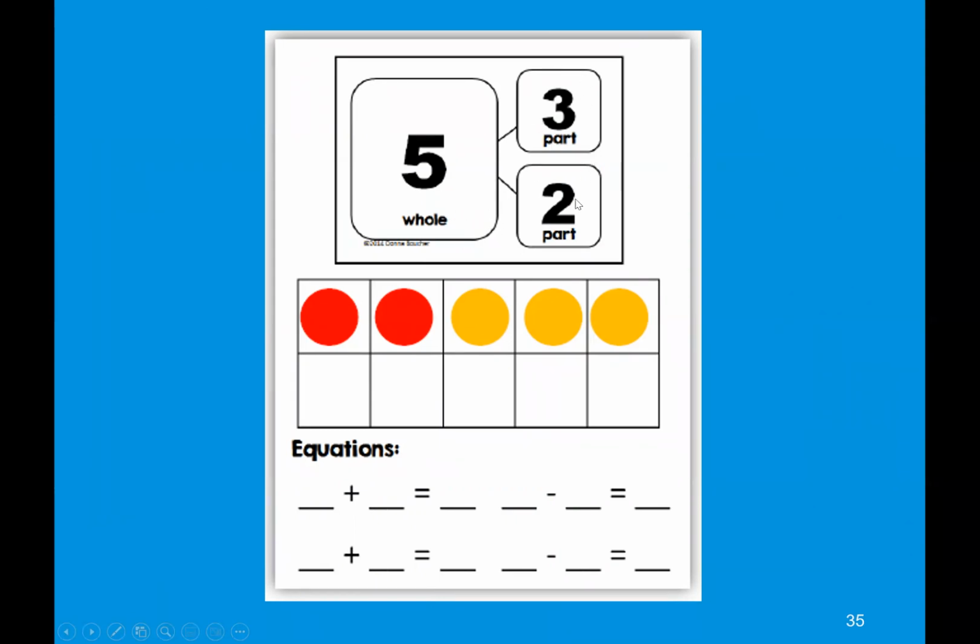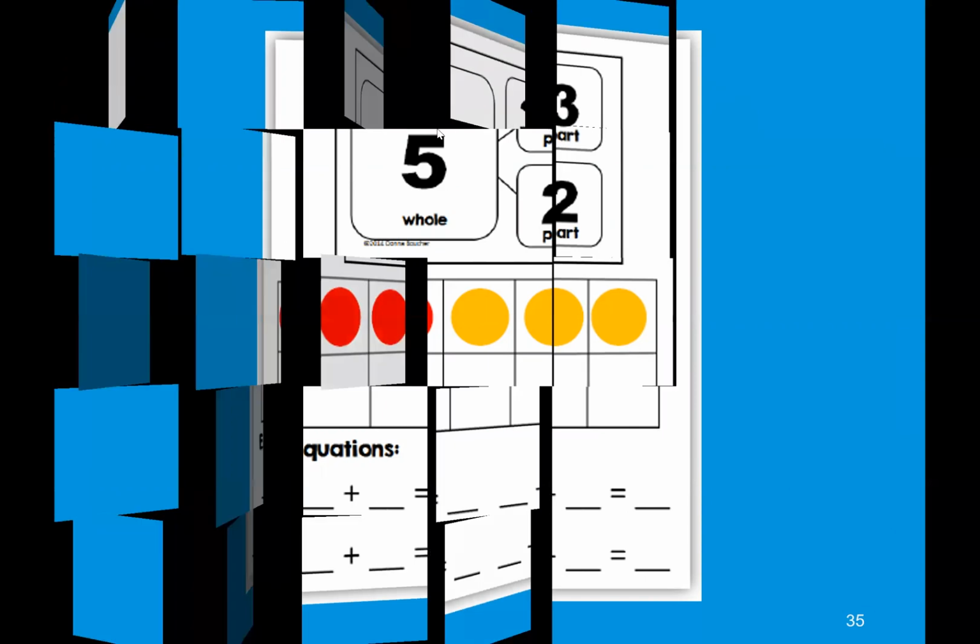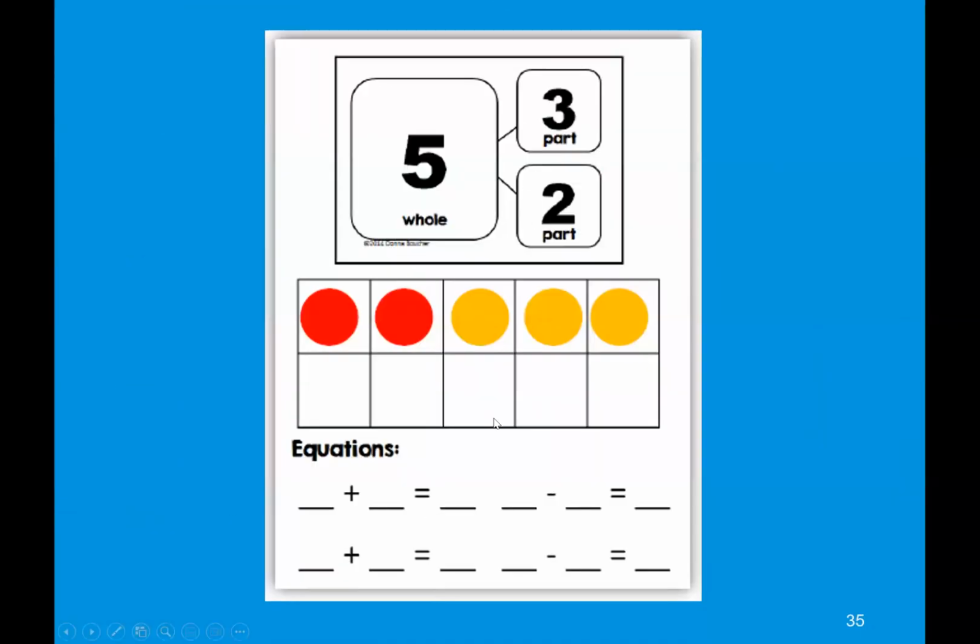So 3 parts and 2 parts make a whole of 5. So we say that 3 plus 2 equals 5. 2 plus 3 equals 5. 5 minus 2 equals 3. And 5 minus 3 equals 2. So from one 10 frame, we come up with one number bond, and one number bond produces 4 equations.